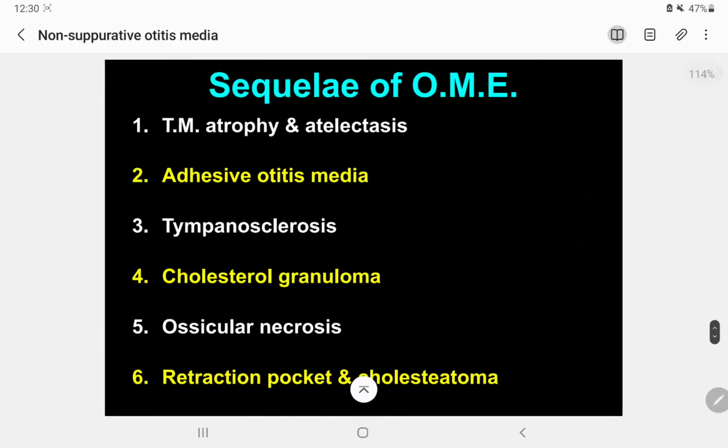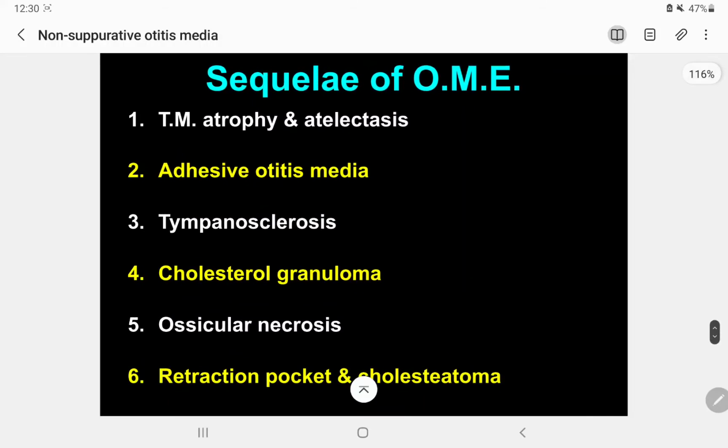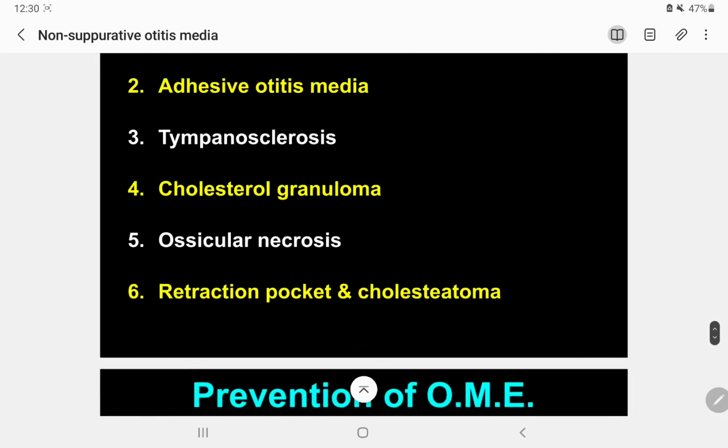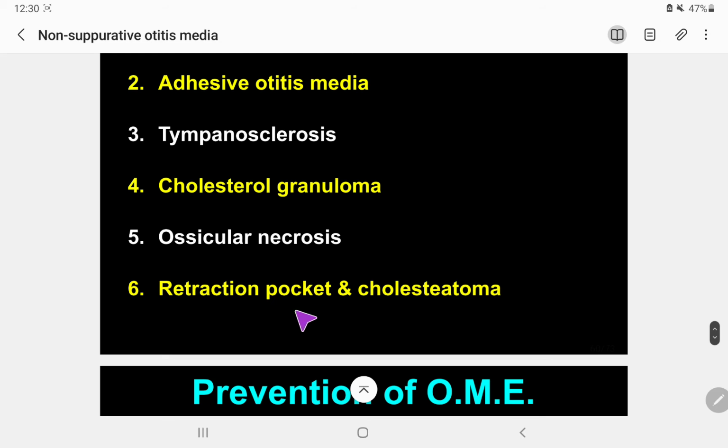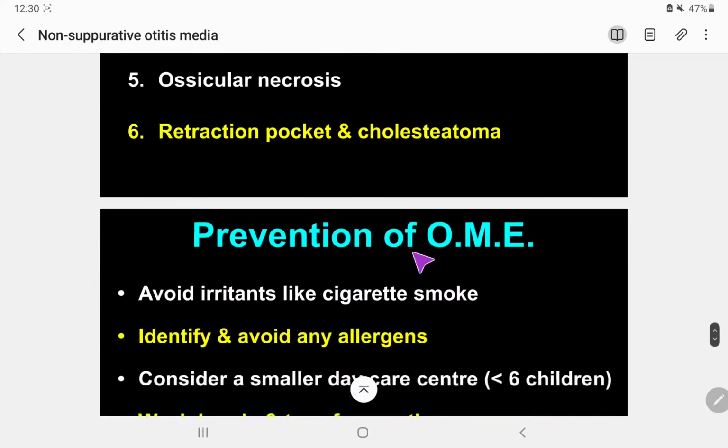So what are the sequelae of otitis media with effusion? It is either tympanic membrane atrophy and atelectasis, and then adhesive otitis media, and then tympanosclerosis, and sometimes cholesterol granuloma deposition. And then sometimes it can also cause ossicular necrosis, right? So the incus, malleus and stapes can undergo necrosis. And then retraction pocket and cholesteatoma can also be seen.